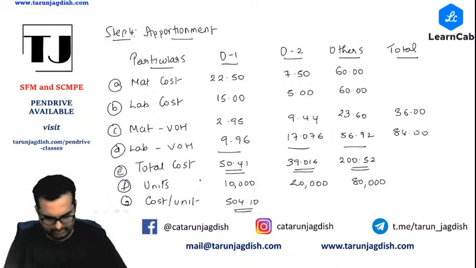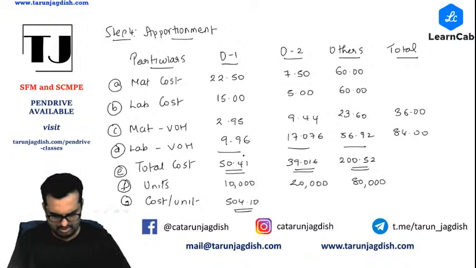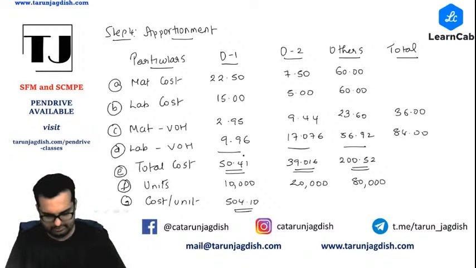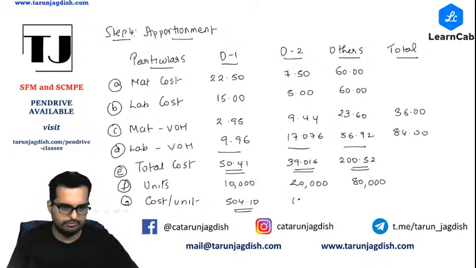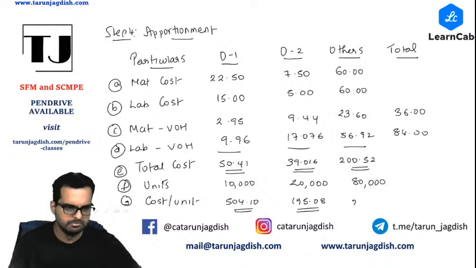22.5, 15, 2.95. No, that's right. 50,41,000. 504.1 is the cost per unit. Perfect, that's right. 39.016. 195.08. 250.65.